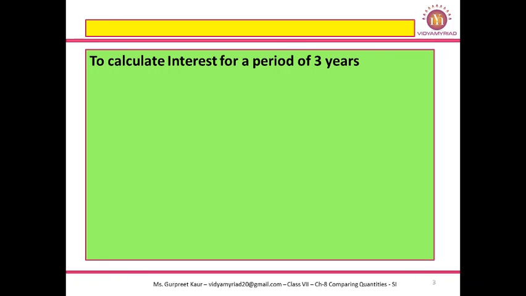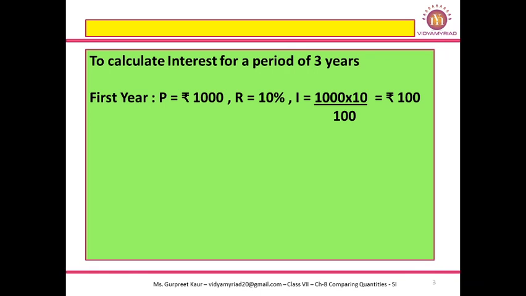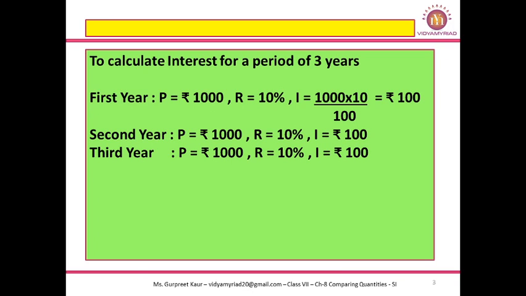Now, suppose I need to calculate the interest for a period of 3 years. What will I do? Let's see the situation. For the first year, how much interest will I pay? Your principal is rupees 1000, your rate is 10%. On 1000, if I calculate 10%, I will get 100 rupees. So for the first year, interest is 100 rupees. For the second year also interest will be 100 rupees because principal is 1000, rate is 10%. For the third year also interest will be 100 rupees. So all the 3 years I will be paying 100 rupees as interest.